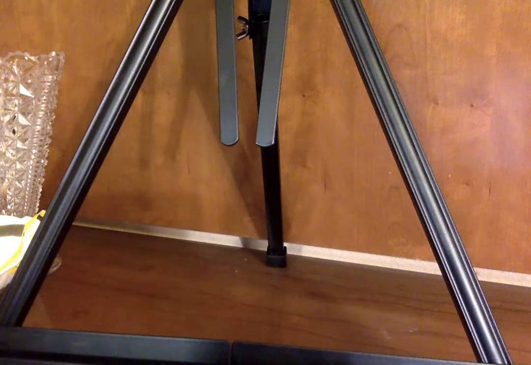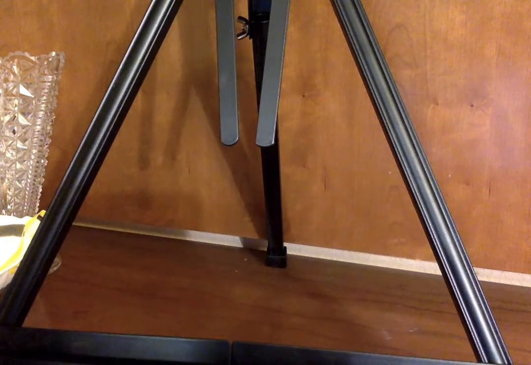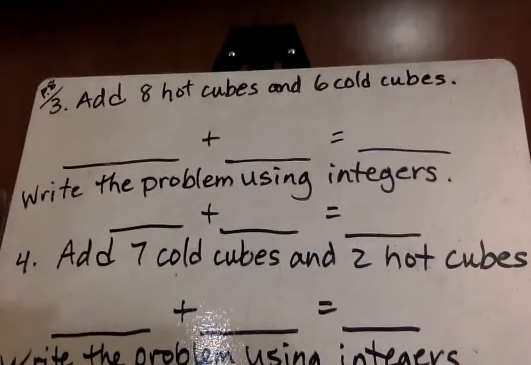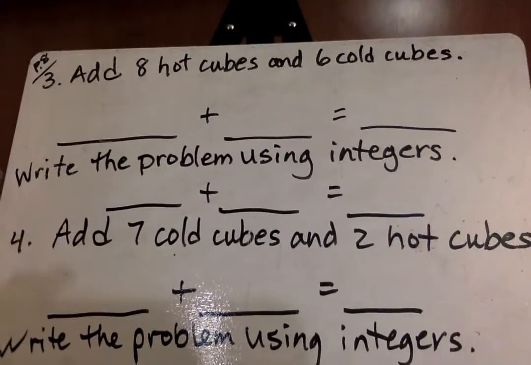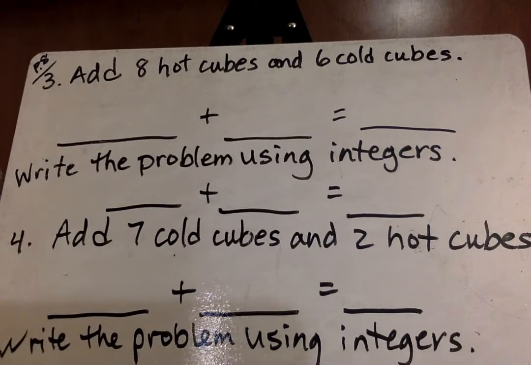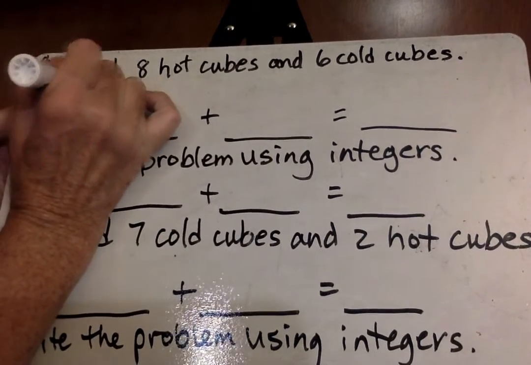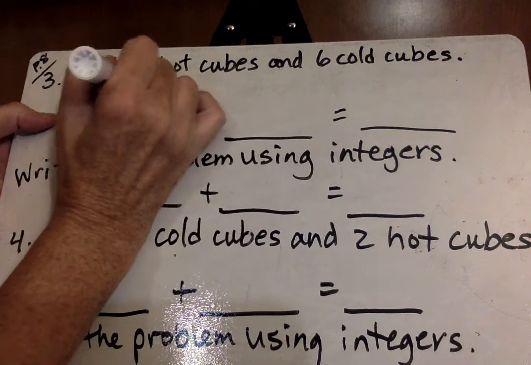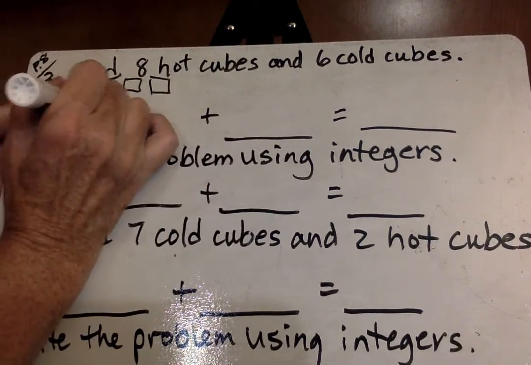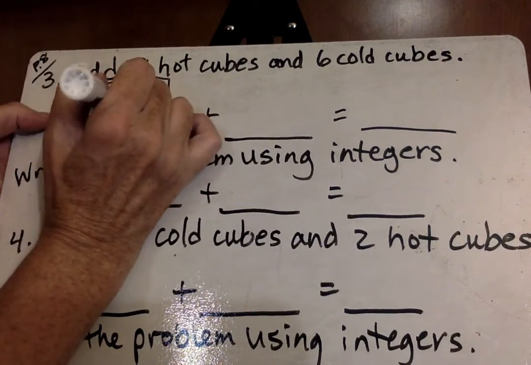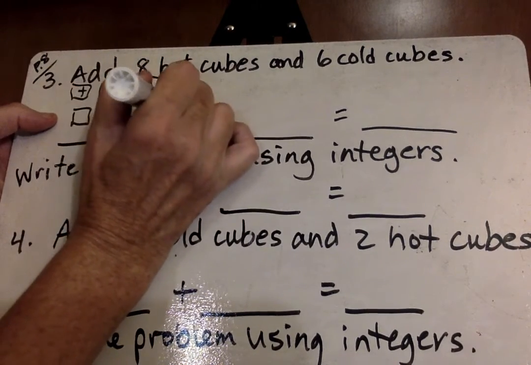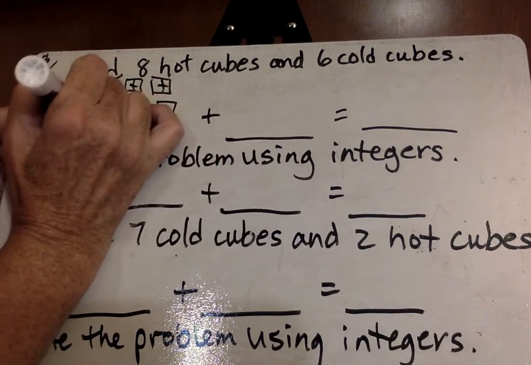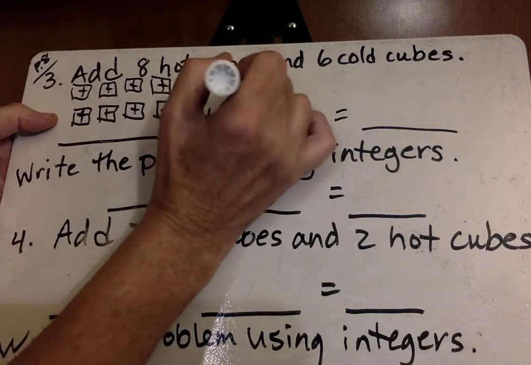Still the same page, we're going to go on to number 3. Add 8 hot cubes and 6 cold cubes. So again, the hot ones, 8. 1, 2, 3, 4, 5, 6, 7, 8. So we have 8 hot cubes, and we have 6 cold cubes.